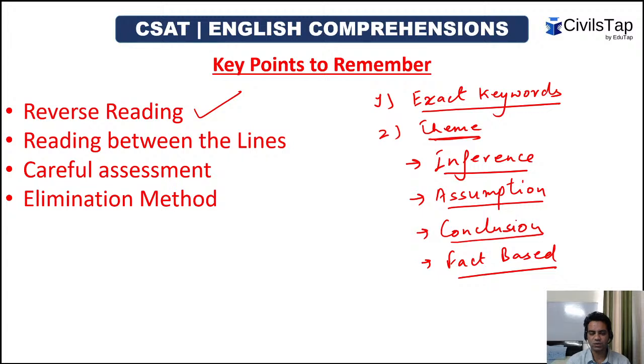So guys, do remember to be regular in these sessions, because these sessions are going to be very fruitful to prepare a strategy to solve comprehensions. As I told you in the last session, roughly around 40 to 45% of this paper is based on your comprehensions. So if you're good at comprehensions, it becomes very easy for you to crack this paper. So first is reverse reading, guys. Second key point is reading between the lines.